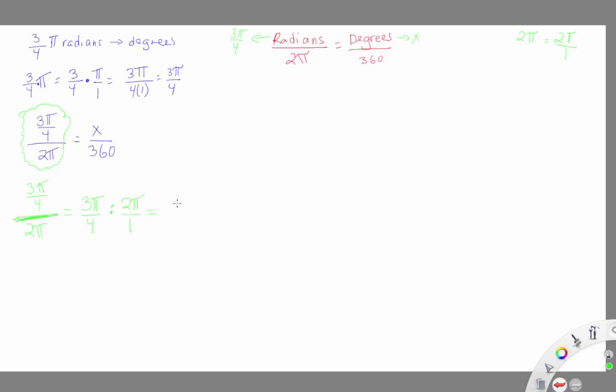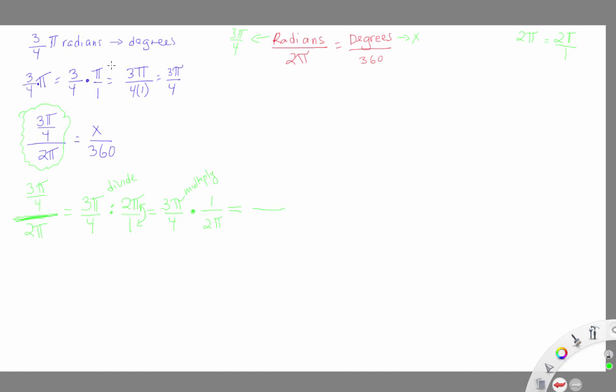To divide two fractions, I simply keep the first fraction the way it is, and then I switch the divide to a multiply, and then the second fraction I flip. The 2 pi comes on the bottom and the 1 goes on the top. Now it becomes easier. I have to multiply two fractions.